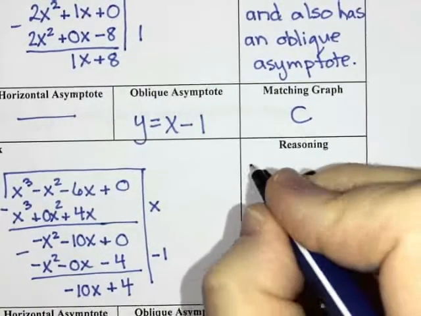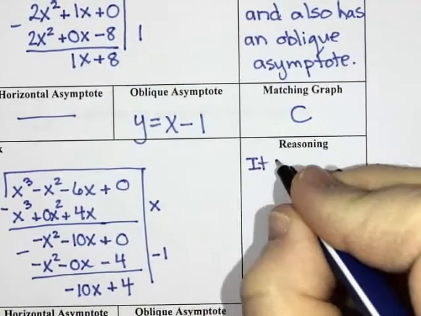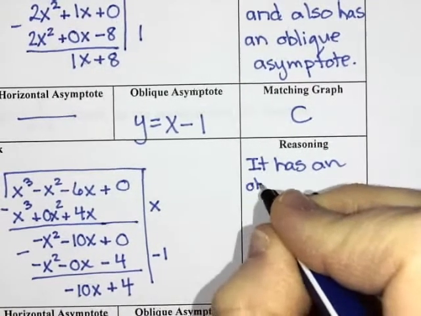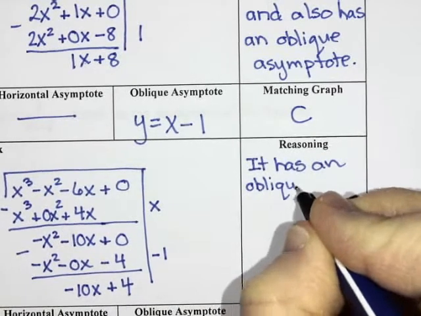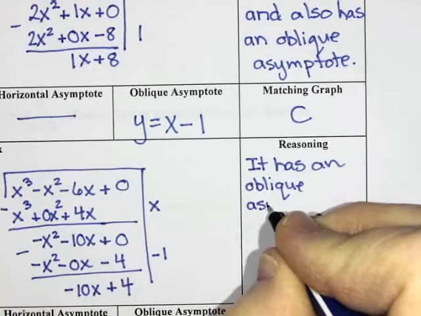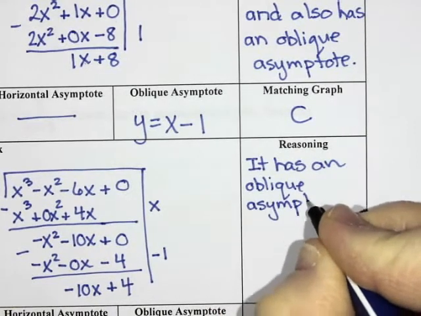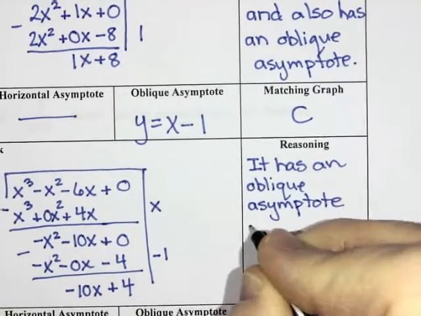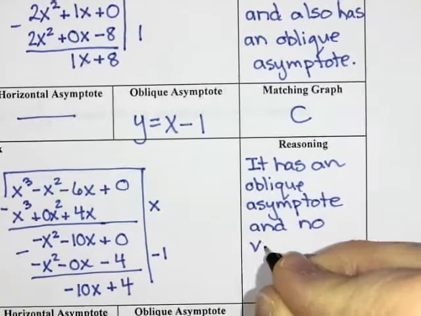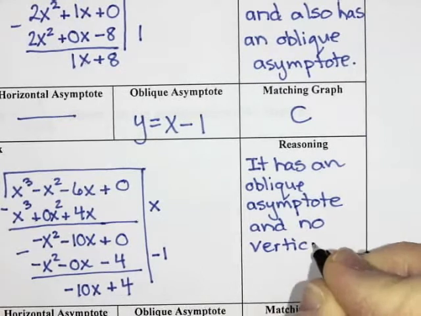So my reasoning, it has an oblique asymptote. Why does that word have so many letters? It takes up a lot of space. And no vertical asymptotes.